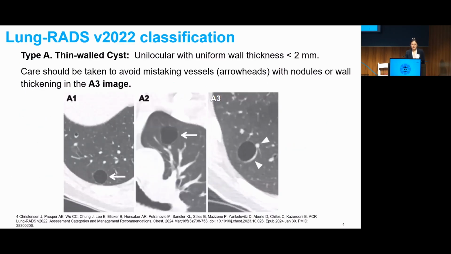There are 5 types in the Lung-RADS classification for those cystic lesions. Type A is a thin-wall cyst. It's a unilocular cyst with uniform wall thickness less than 2 mm. Care should be taken to avoid mistaking vessels for nodules or wall thickening in the axial images.